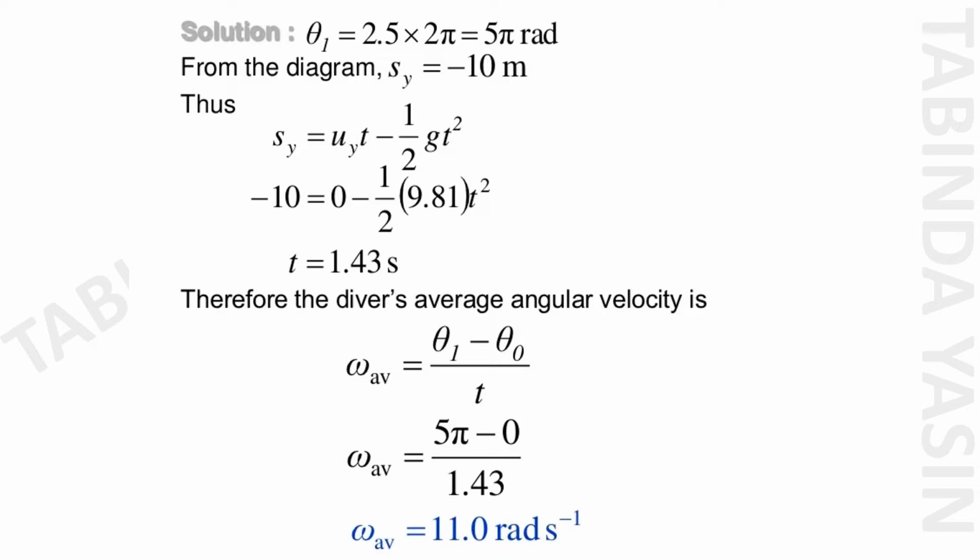Therefore, the diver's average angular velocity is omega average equal to theta 1, the final displacement, minus theta naught, the initial angular displacement, divided by time t. Omega average is equal to 5 pi minus 0 over 1.43. After solving this by substituting the value of pi, multiplying and then dividing, we get omega average is equal to 11.0 radian per second.